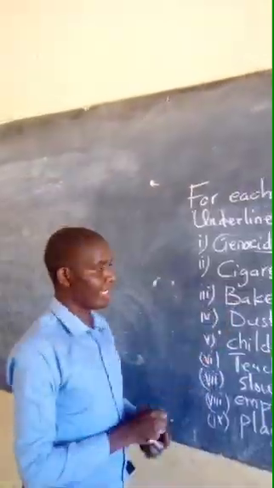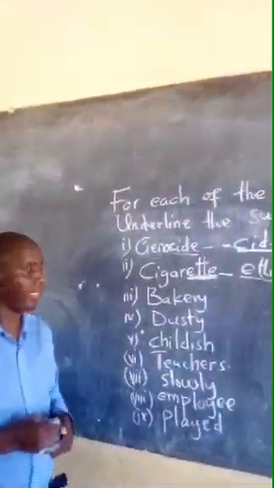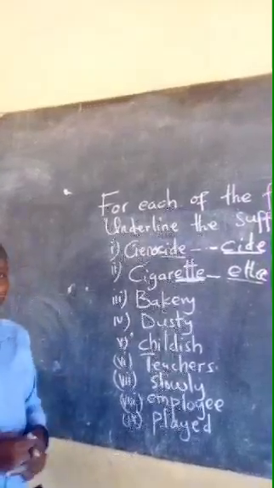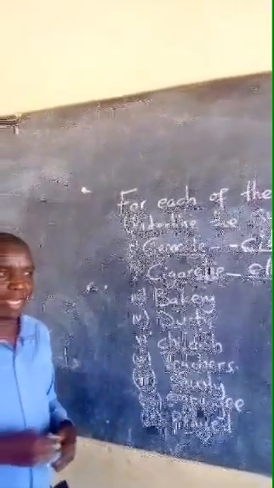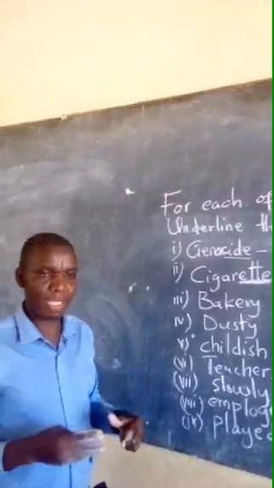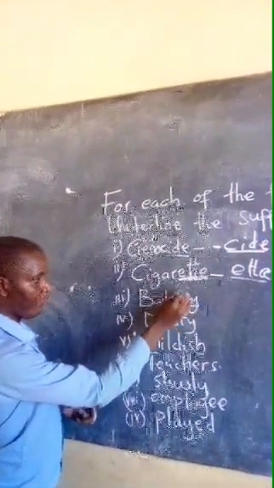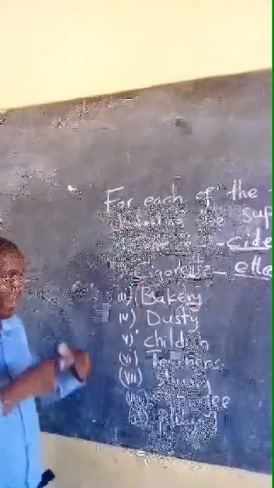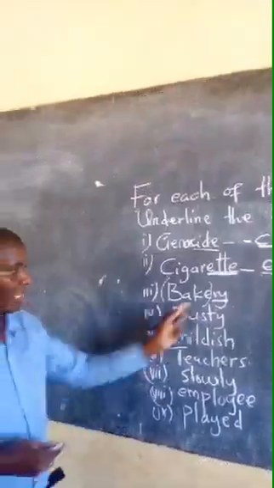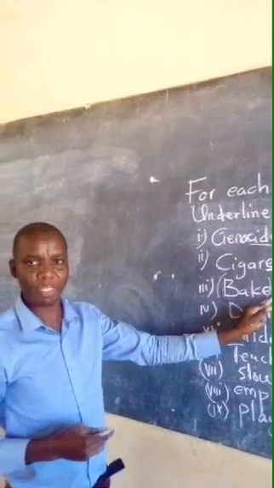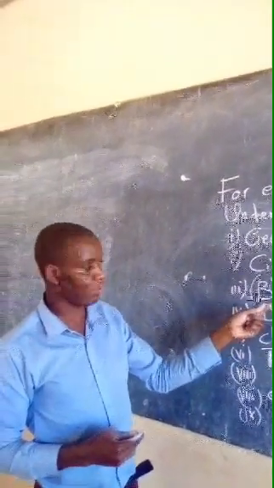The word bakery comes from the word bake, to prepare breads, the process of preparing breads. Now the suffix is this one. If you take this away, you get bake, the action of baking. This is the suffix, the wordy particle added to this word.